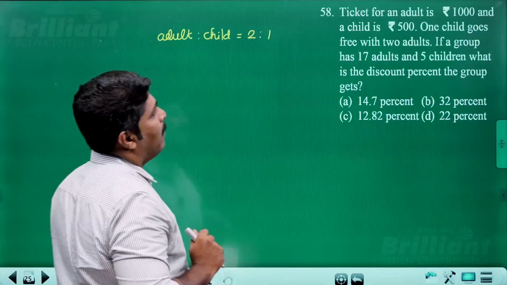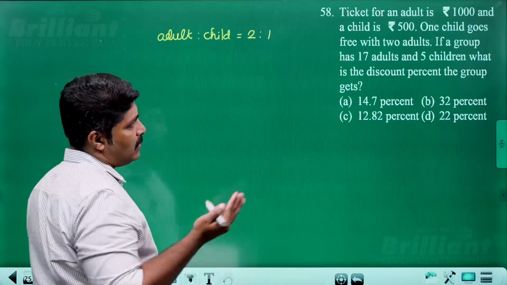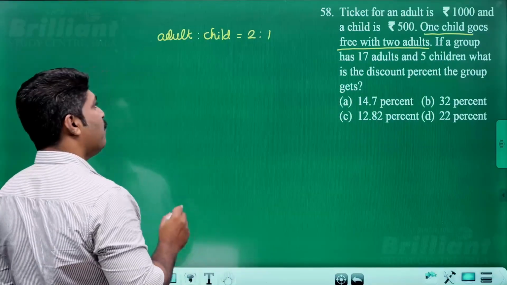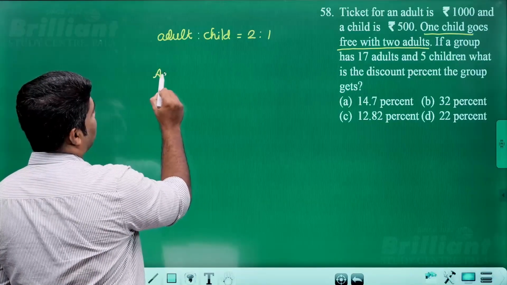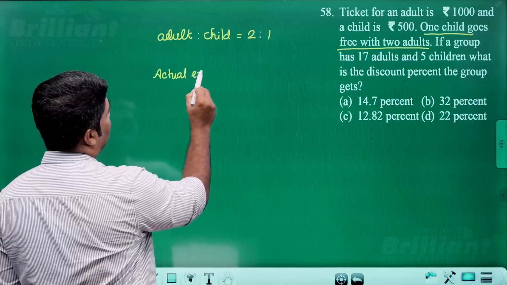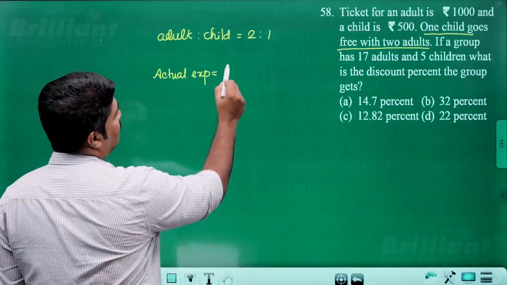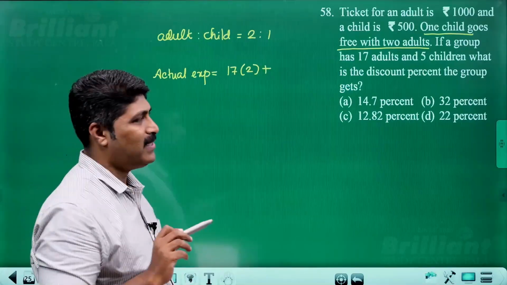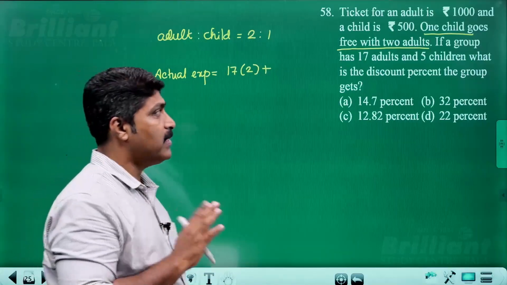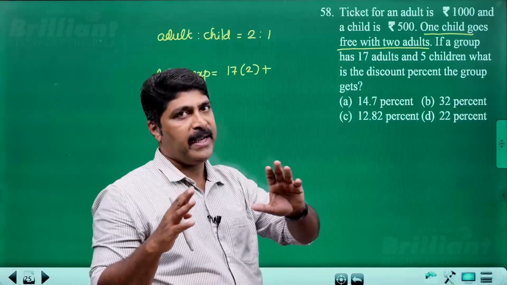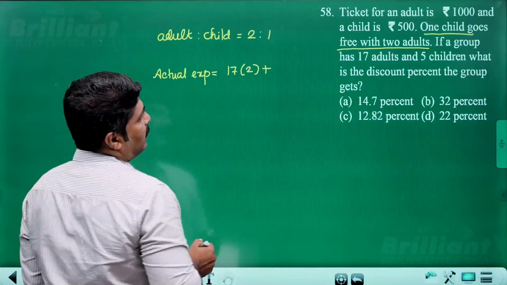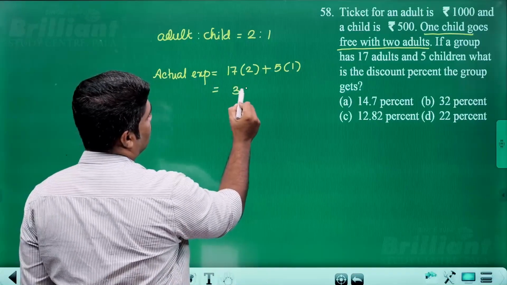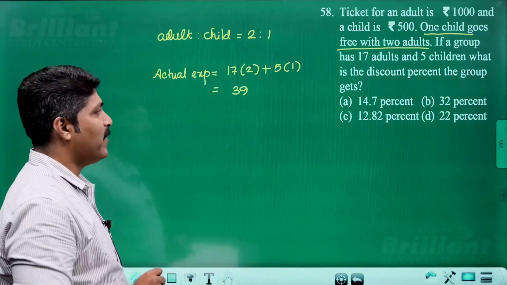Because of that 1,000 and 500, you can take it as 2 and 1. That's it. One child goes free with 2 adults. That's also something we have to consider. If a group has 17 adults and 5 children, this is the actual expenditure. So here 17 adults, its cost is ₹2 per ticket. So we just take the ratio value, that's it, for simplifying, because we are going to find the percentage value. You don't need to put 1,000 and 500 directly there. 17 into 2 and 5 into 1. So this is equal to 39 rupees. This is the actual expenditure.